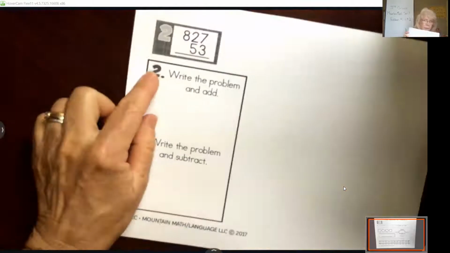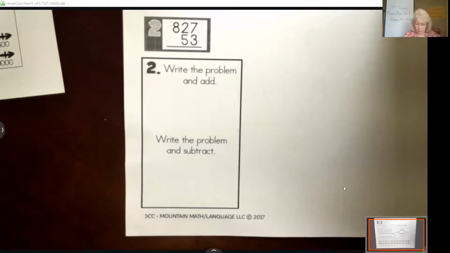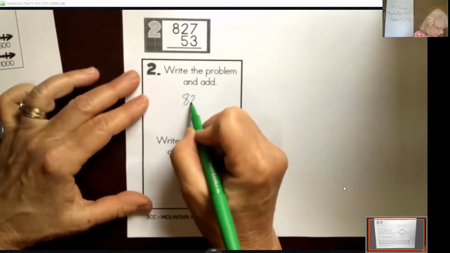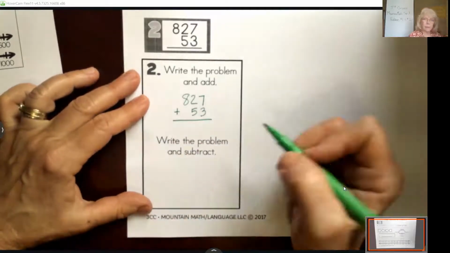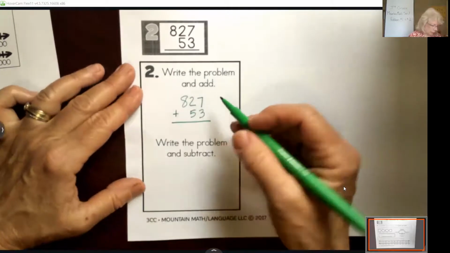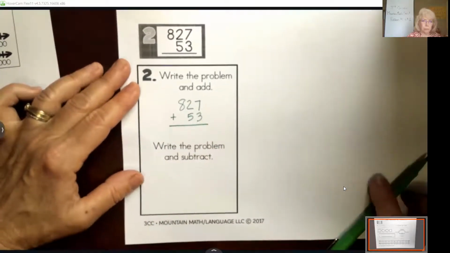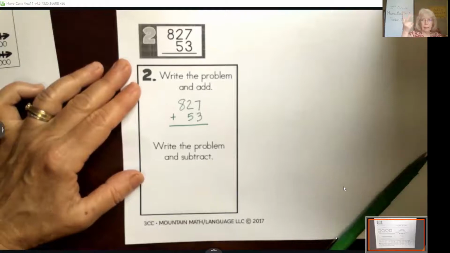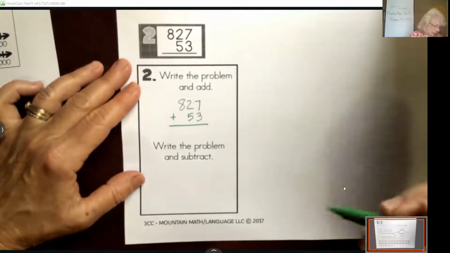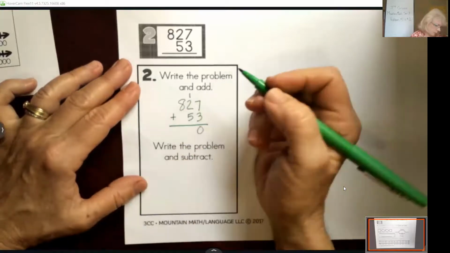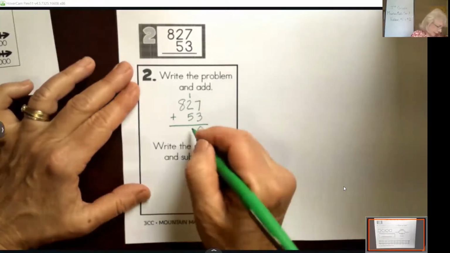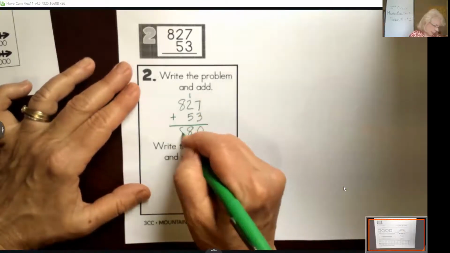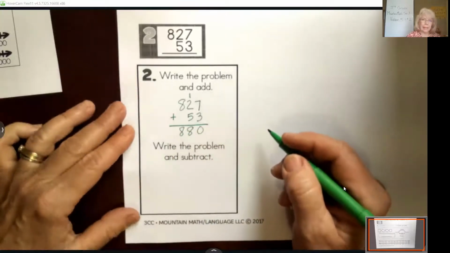All right. Write the problem and add, right? So we're taking 827 and we're adding 53. And it looks like we're going to do some regrouping in this addition problem. So 7 plus 3 is 7, 8, 9, 10. So this is 10 here, carry the 1. 1 plus 2 is 3, plus 5 is 8. Bring down the 8, and our final answer is 880.